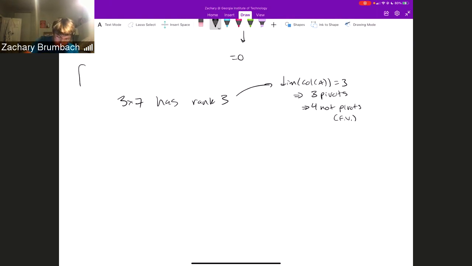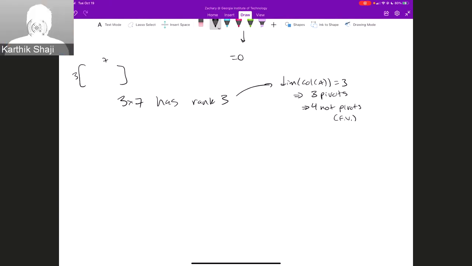Good question. 7, 3. This is not related. I mean, it's related to this question, but it's not the exact one. Would the column span of this be R7? I mean, it would be R cubed. Yeah, it would be R7, right? The column space? Yeah. No, it'd be R3.